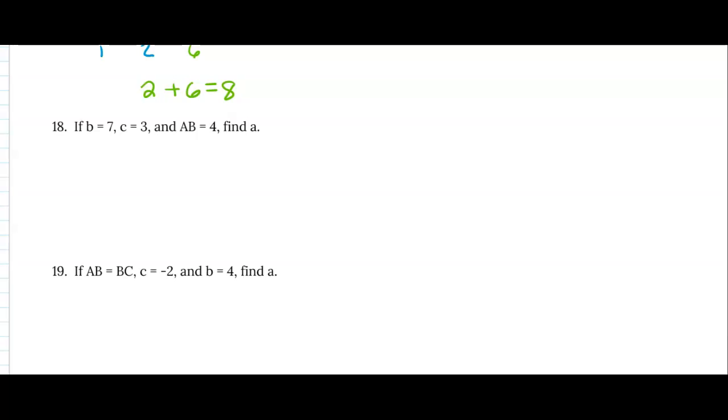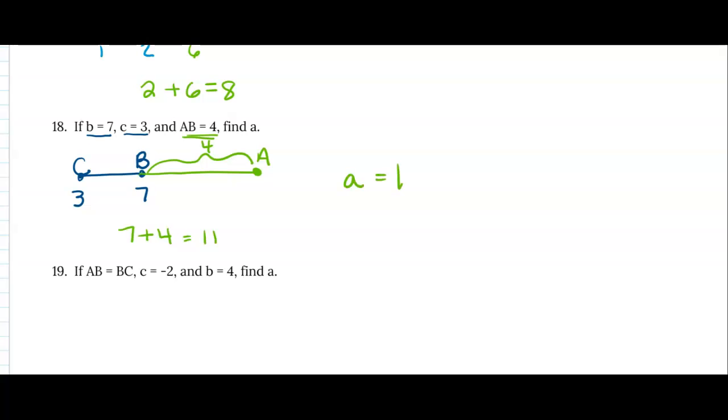Going on to number 18, we have that the coordinate of B is 7, the coordinate of C is 3. So when we put those down, we know B is in the middle at 7. So C has to be down here at 3 based off of our number line. That makes A have to be on the other side of B over here. And since we know that AB is 4, we can do 7 plus 4 to get 11. So A is equal to 11. So that one was kind of backwards from what we would normally have done.